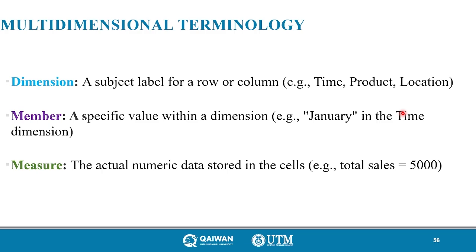Multidimensional terminology. We have a dimension, we have a member, and we have a measure. When we say dimension, it is a subject label for a row or a column. It could be time, product, location, and so on. A member is a specific value within a dimension, like January in the time dimension.